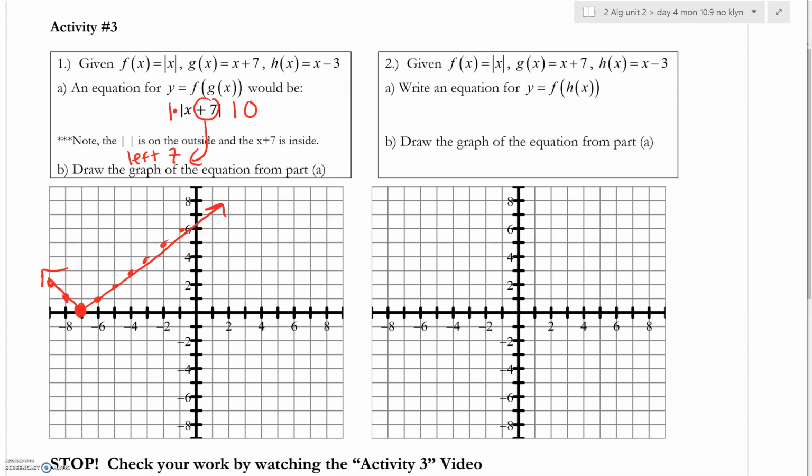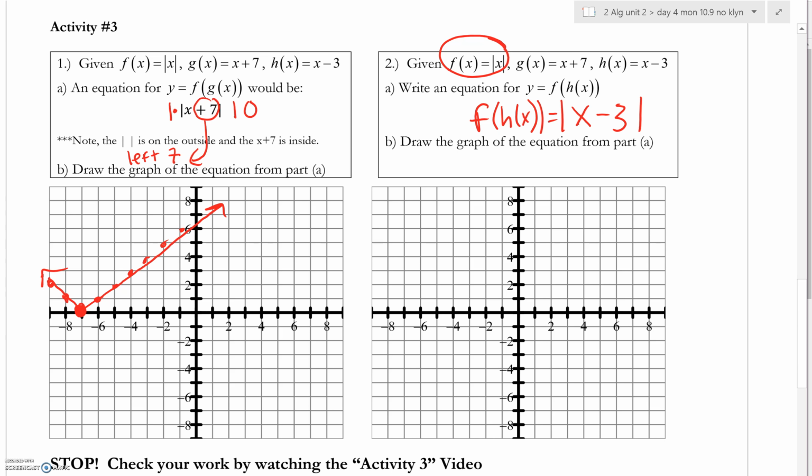Number 2, if you haven't tried to make the composition for yourself at this point, please pause the video and try. If you have made the composition, you're looking at f of h of x, and since h of x is x minus 3, f of x minus 3 is what we're trying to accomplish here. And we can see that the f function is the absolute value function. So f is absolute value with an input of x minus 3. So this is what f h of x looks like.